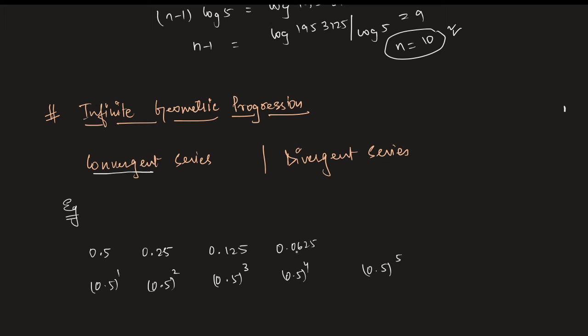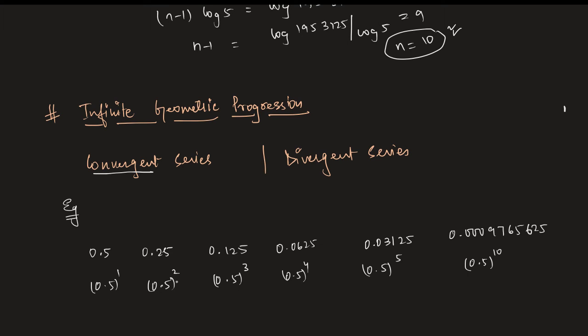Now again, this would be multiplied. If you do again this 0.5, so this would be 0.3125. Now let's suppose you take 0.5 to the power 10, so this would be 0.00097656625. So what's our observation?